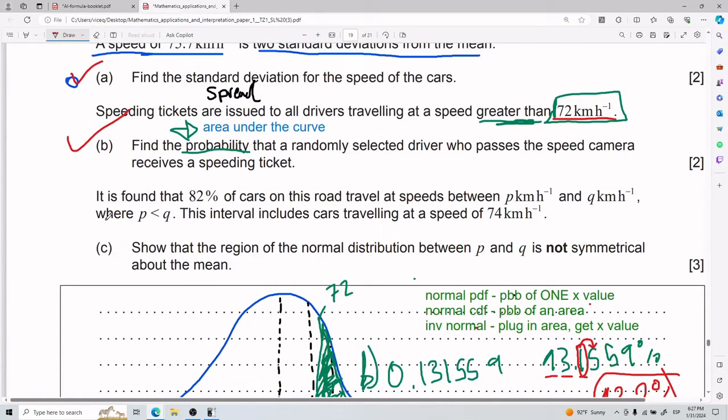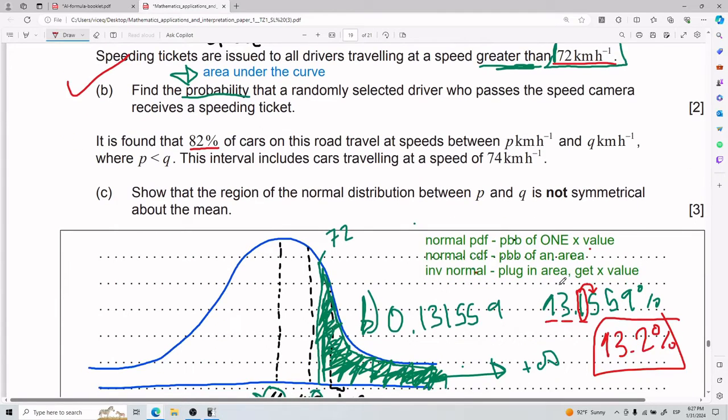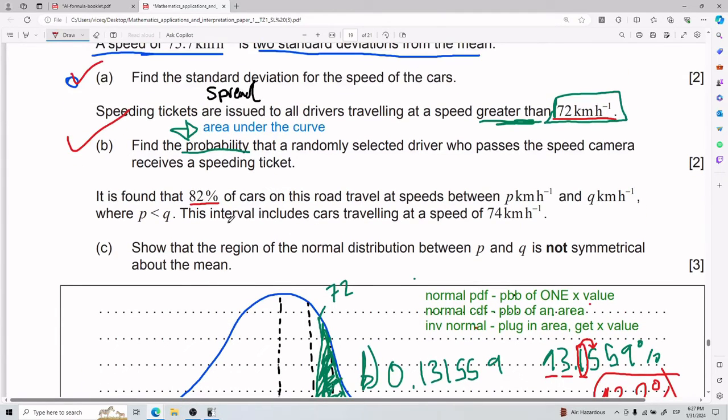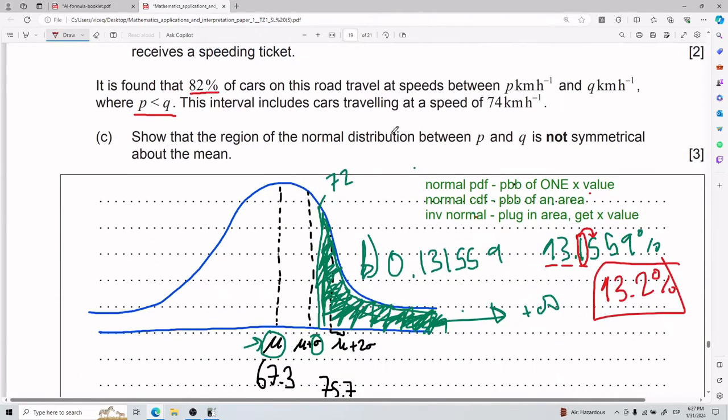Then they tell us that it is found that 82% of cars, so here they're giving me an area, so let's remember that area is probability, of cars on this road travel at speeds between p kilometers per hour and q kilometers per hour, where q is bigger than p. This interval includes cars traveling at a speed of 74 kilometers per hour. Show that the region of the normal distribution between p and q is not symmetrical about the mean.